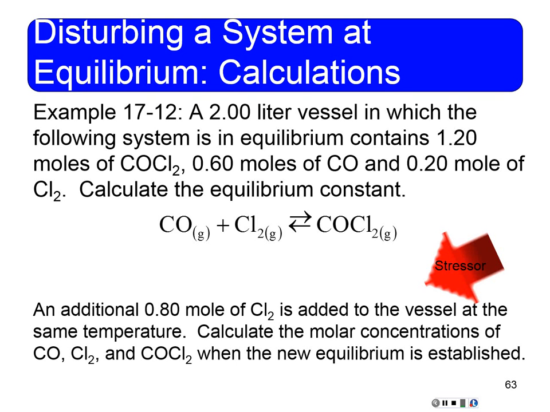Okay, so if we found Kc, did everybody find Kc? I'll give you a few minutes. I want you to try to work this one. So find Kc, and then set up your ICE method. The only difference here is your new initial, it's going to change with respect to the chlorine.